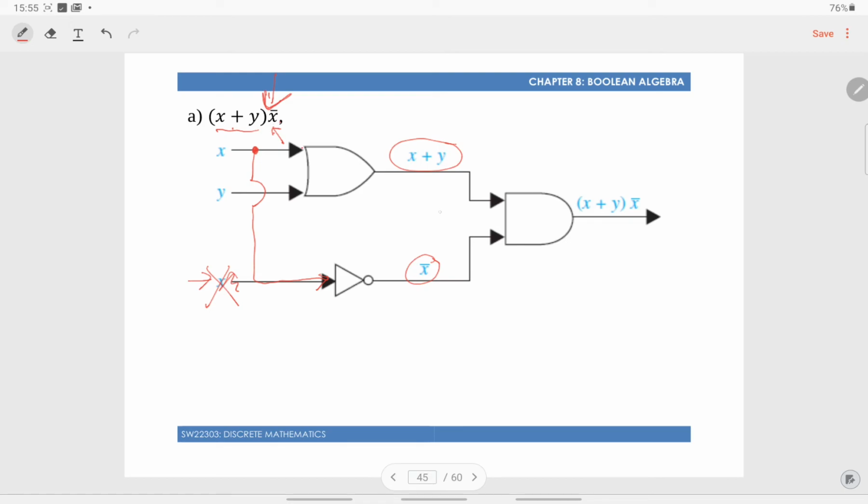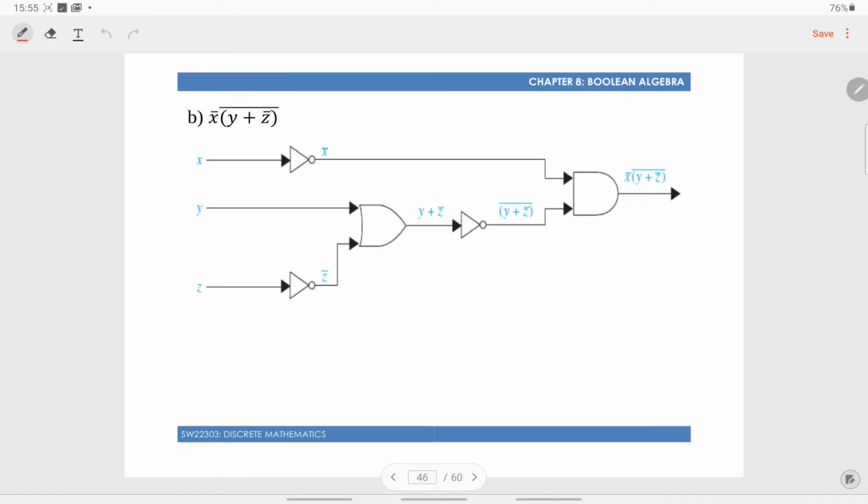So x plus y multiplied with y with x complement, it is the AND gate. And then this is the output. Don't forget to draw this arrow. Okay, don't forget to put this arrow. That means it is the output for the circuit.